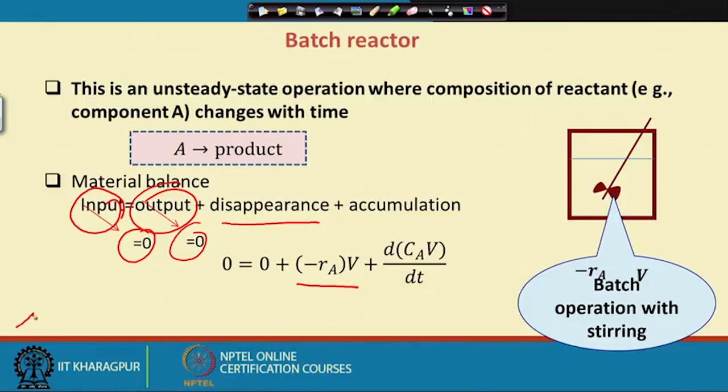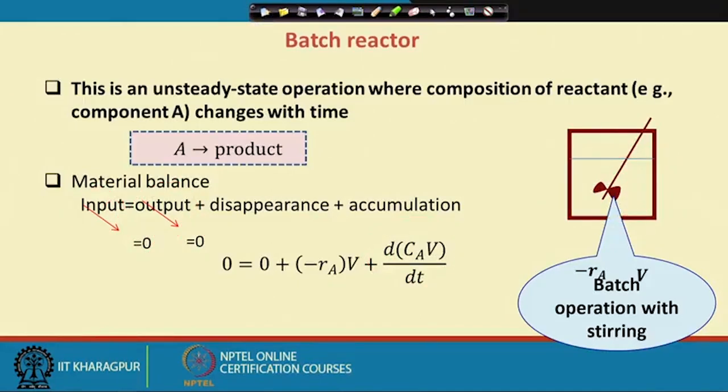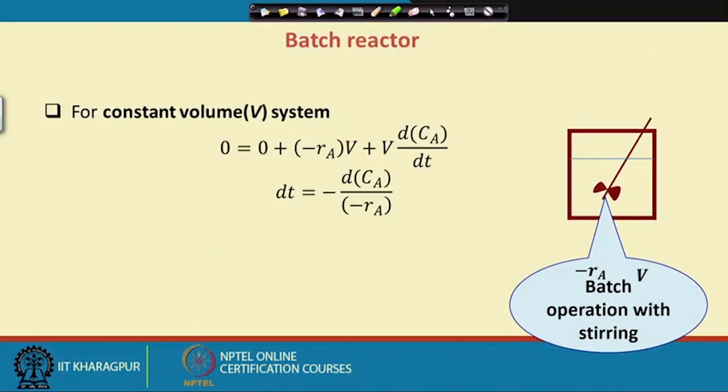Why minus R into V? What is minus R? Minus R equal to minus dCA by dt. What is dCA? dCA is the mass per unit volume, am I right? So when you carry out the reaction in the reactor, you have to consider the whole liquid volume, so you have to multiply it by V. Then you consider all the components that take part in the reaction. Then what is this? This is the rate of accumulation of A in the system. So, this is dCA into V by dt. Now, this equation I can write in this form, dt equal to minus dCA by minus R.